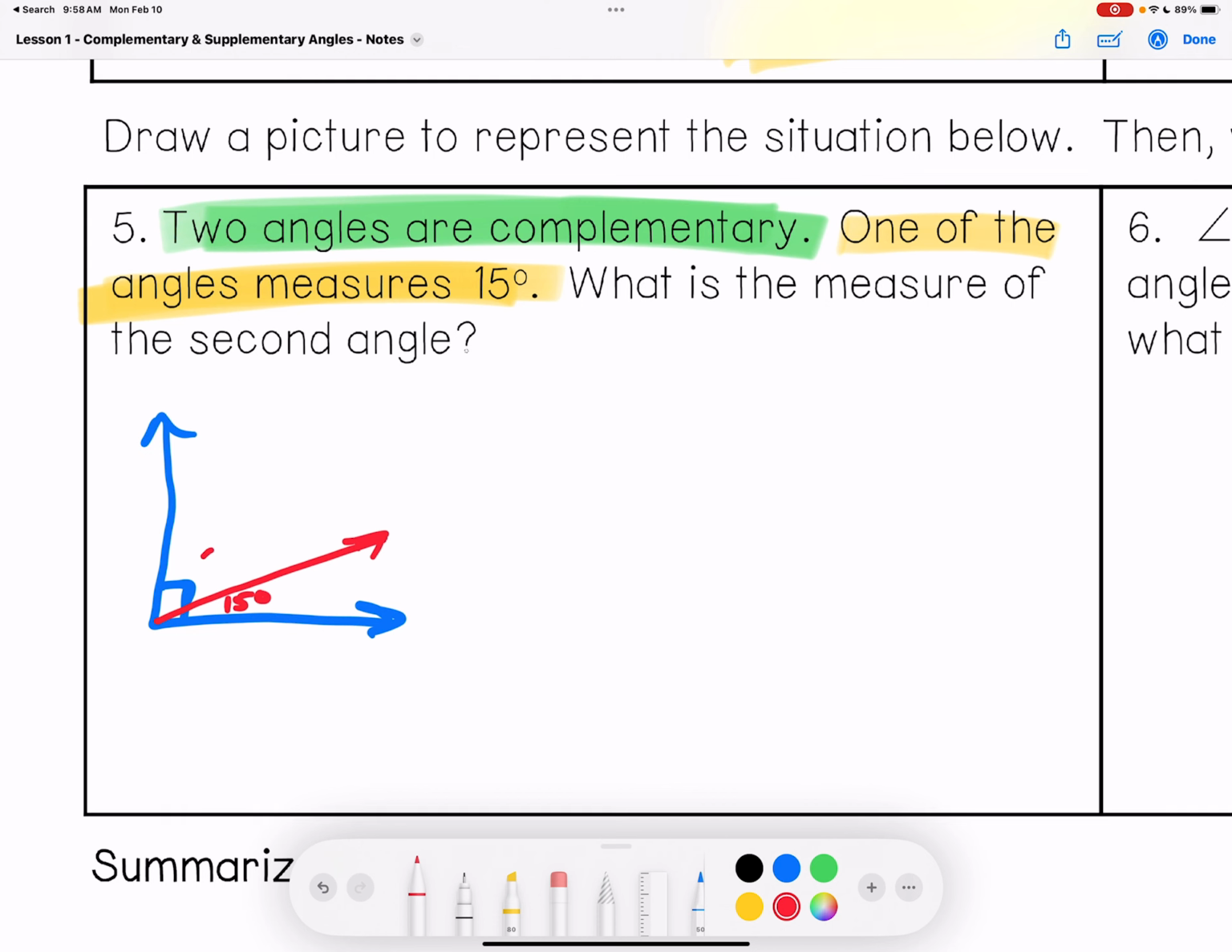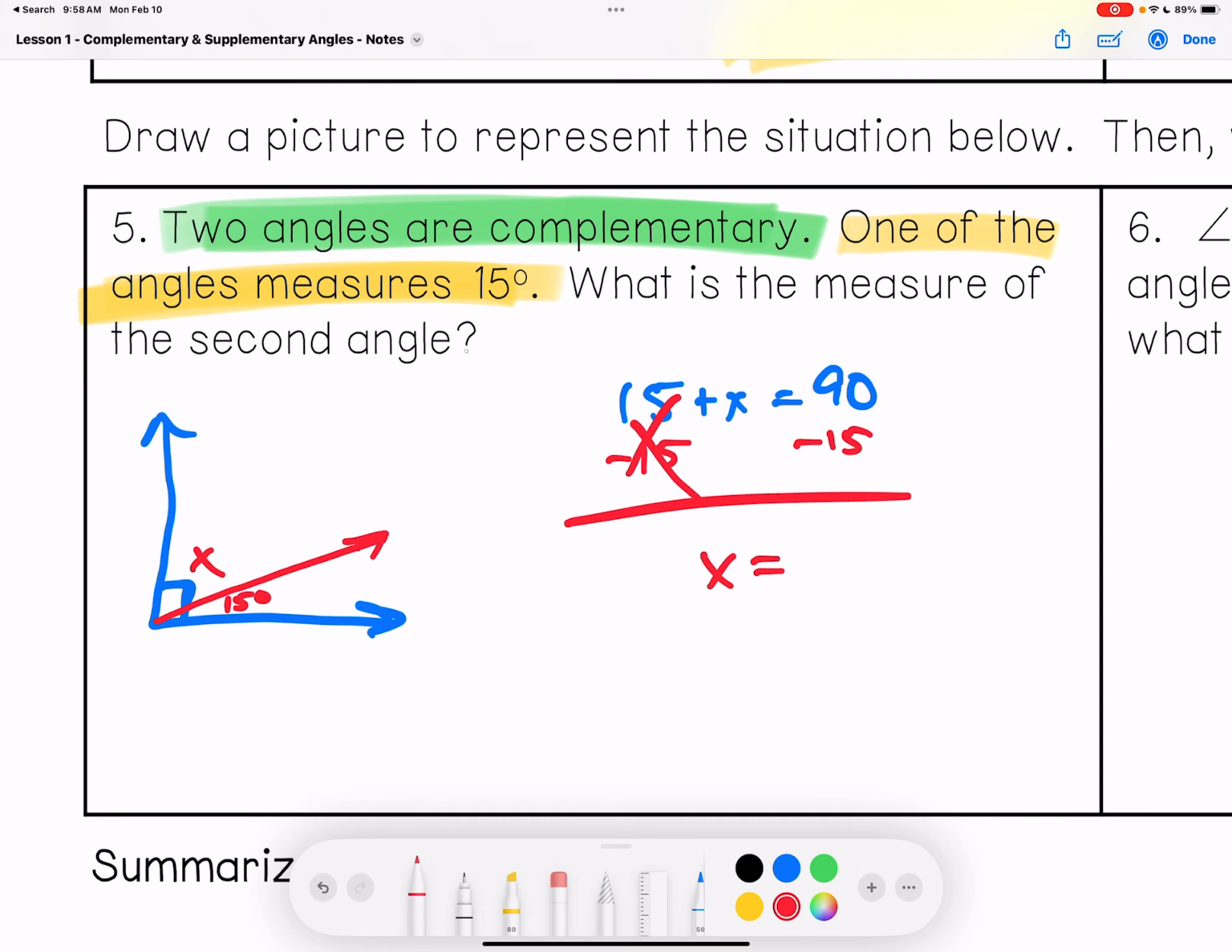I don't know this other one, so it's x. So what is the measure of the second angle? So then we're just going to set up our equation. We know 15 plus x equals 90. Because we know the whole thing is 90, we know one side is 15. Subtract 15, you're left with x equals 75. Now, 75 degrees.